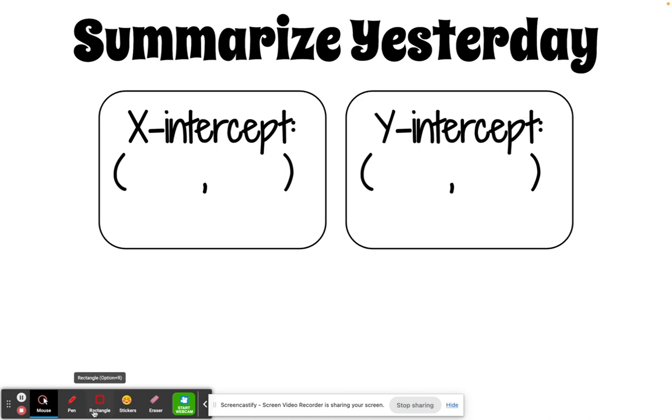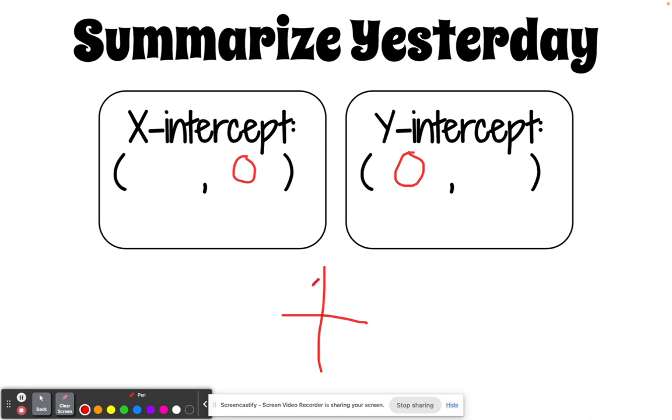So just to summarize from yesterday, as you might recall, we said that if we're trying to find the x-intercept, we make our y value 0. If we're trying to find the y-intercept, we make our x value 0. And just as a quick recollection, if we have a line, this would be my y-intercept. This would be my x-intercept.